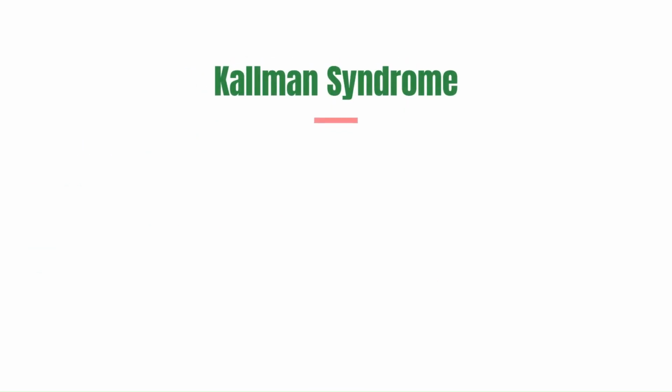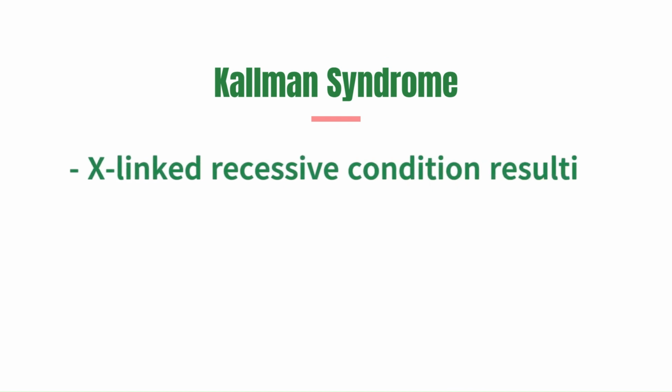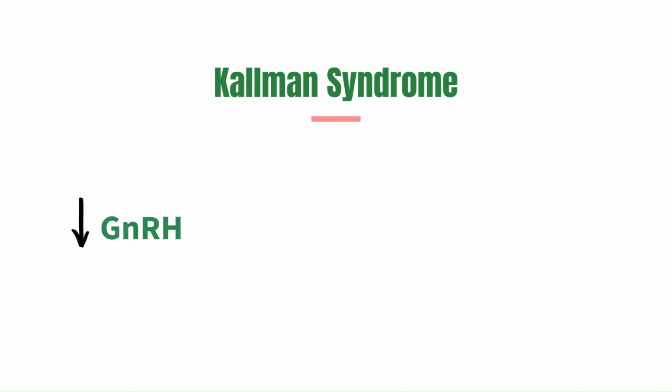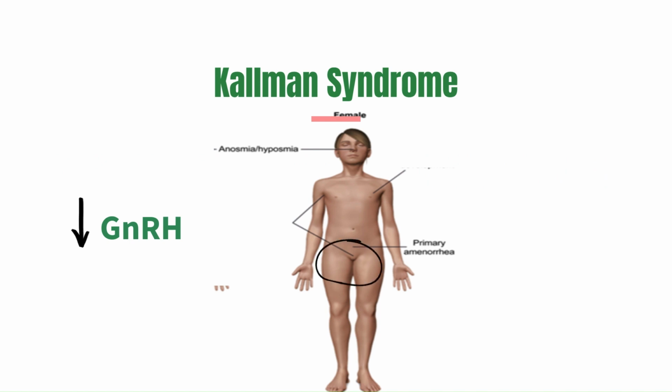Now talk about Kallmann's syndrome. Kallmann's syndrome is an X-linked recessive condition resulting in deficiency in gonadotropin releasing hormone causing underdeveloped genitalia, reduced FSH and LH, incomplete breast development and no body hair.